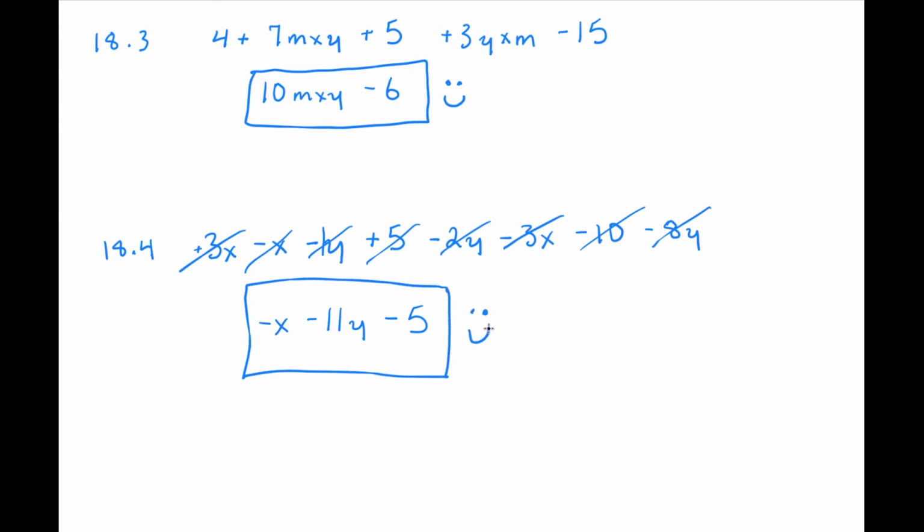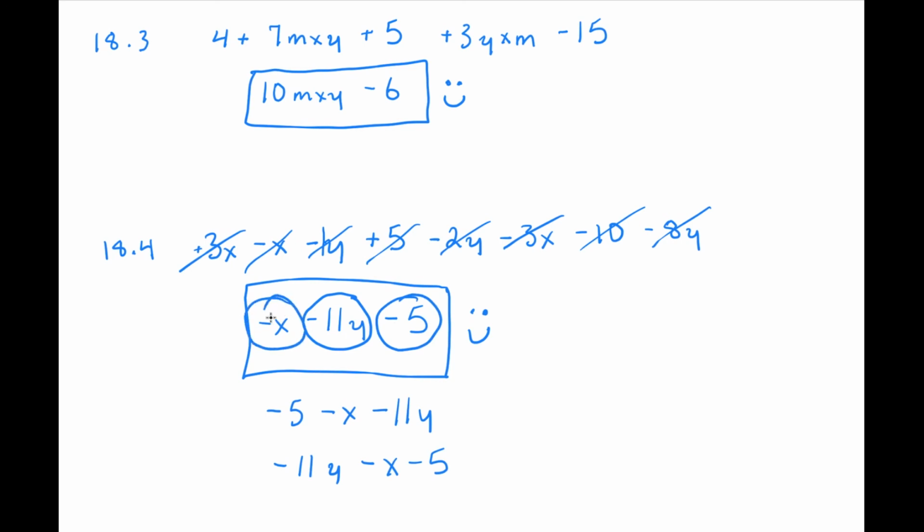If you got that in any order, it doesn't matter what order. If you got negative 5 minus x minus 11y, still correct. If you got negative 11y minus x minus 5, still correct. What matters is the individual terms: a negative 11y, negative 5, and negative x.